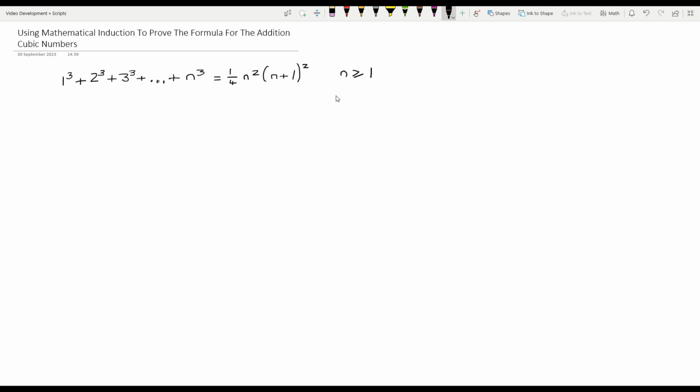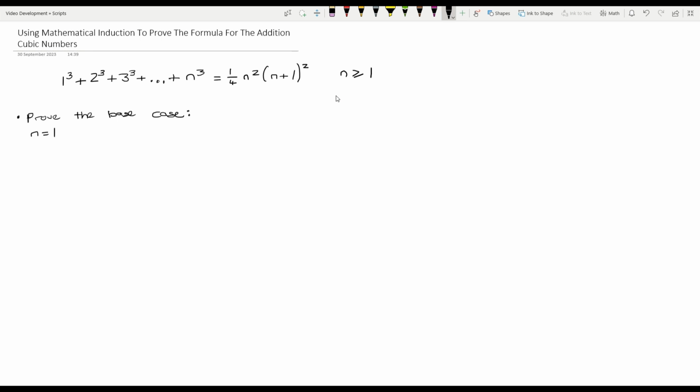Now, you can get a feel for this formula by inputting some numbers as n, and you can get a feel for whether it works or not by doing that. But I'm going to use a technique called mathematical induction. So for mathematical induction, the first thing that we need to do is prove the base case. And this is the case when n is equal to 1.